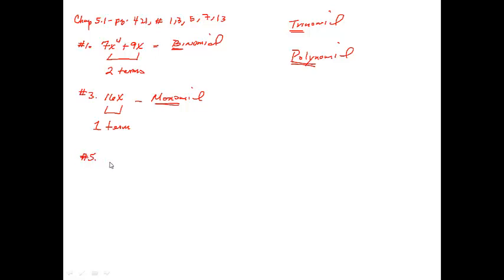Alright, number 5. Add or subtract as indicated. It says 9y to the 3rd power minus 7y squared plus 5. I'm adding to it 4y to the 3rd minus y squared plus 7y minus 10.